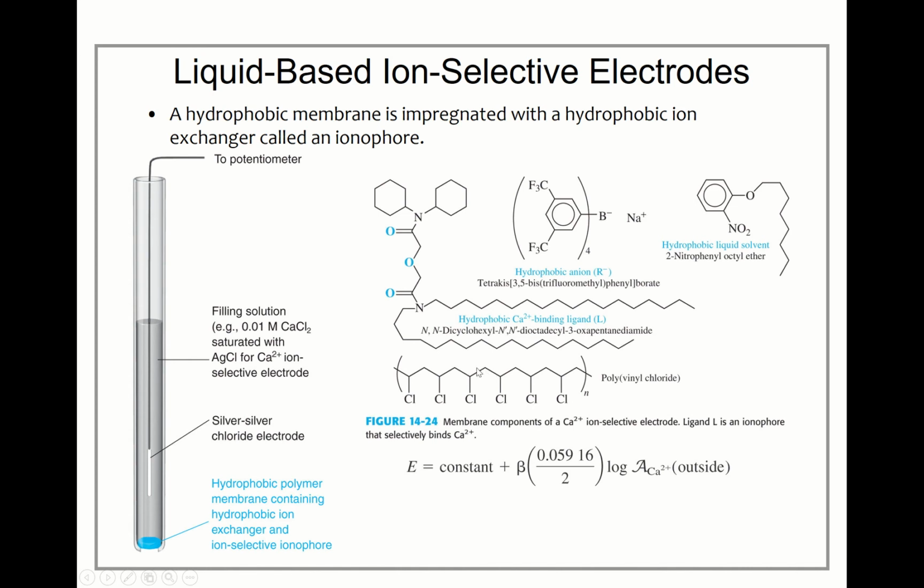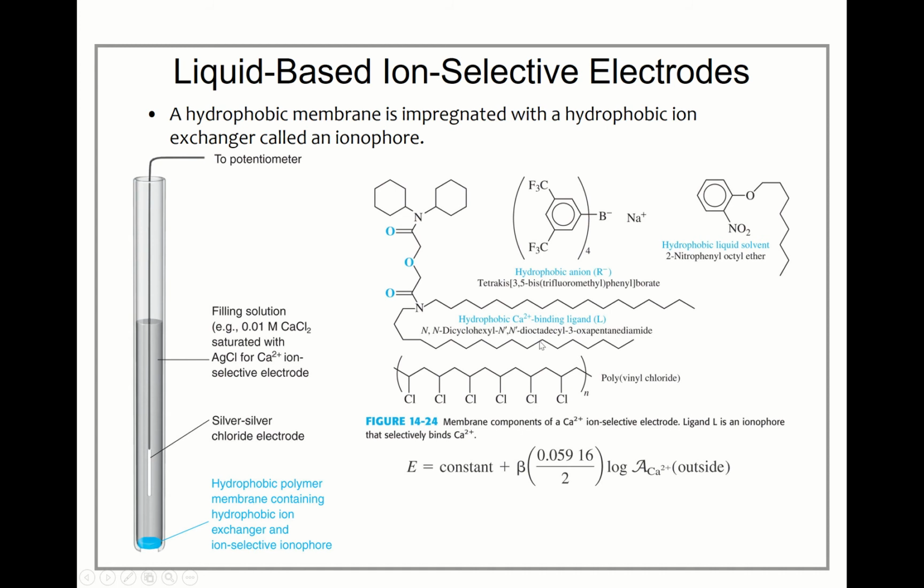So which one is the ionophore? Here, let me see. This one, a hydrophobic calcium ion binding ligand. This is quite a long and complicated molecule. N,N-dicyclohexyl-N',N'-dioctadecyl-3-oxapentanediamide. This one is the calcium ion selective ionophore.